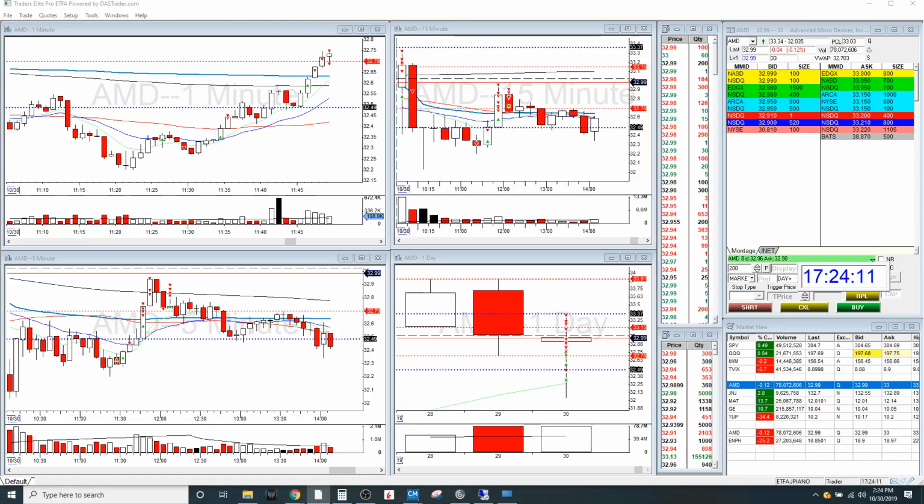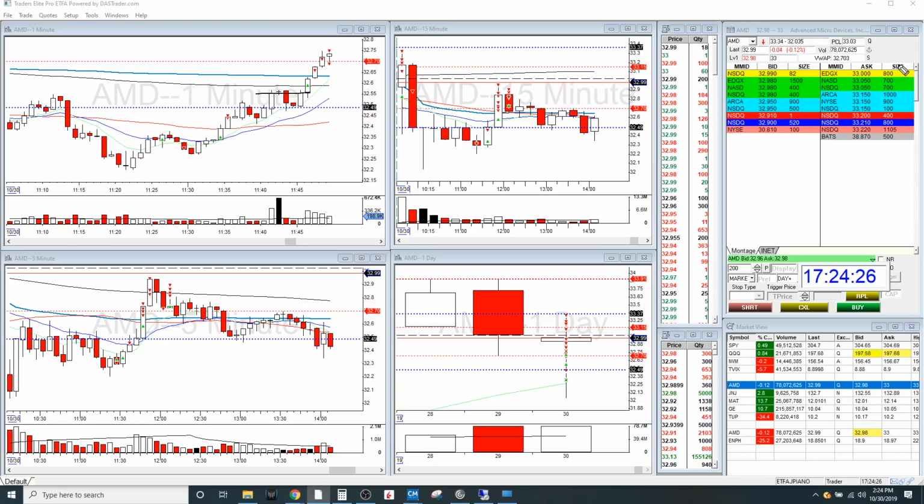So for 2 to 1, and then I realized, man, I got out way too early, and then I started seeing this ABCD pattern forming here, right on the one right here. So I took another stab at it. I went long right when it broke that.